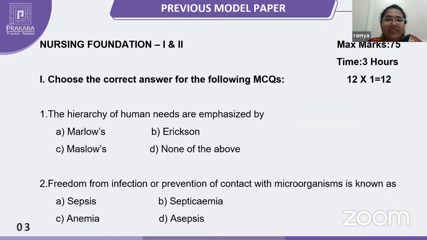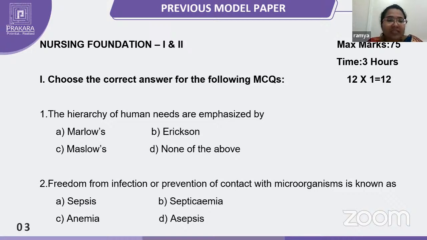How we have to answer these multiple choice questions: for example, in the first question they have given, the hierarchy of the human needs is emphasized by. The options are A, Marlowe, B, Erickson, C, Maslow, and D, none of the above. The answer for this is Maslow's theory, which describes the hierarchy of the human needs. So you will write the answer in section 1, first question, the answer will be Maslow. You can write it as Maslow or you can write it as option C. In that way, you have to write the multiple choice questions.